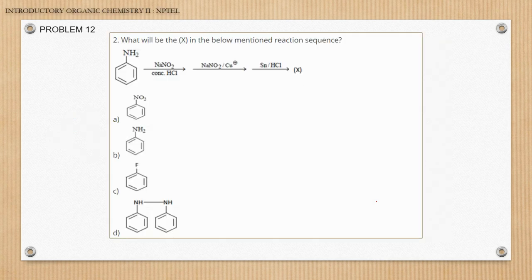Now coming to problem number 12. This is a very quick question. You have to answer what will be the X in the below mentioned sequence. You started with aniline and treated it with sodium nitrite in concentrated HCl. So what will you form? What will be the product? Diazonium salt. Here the diazonium salt is getting formed.